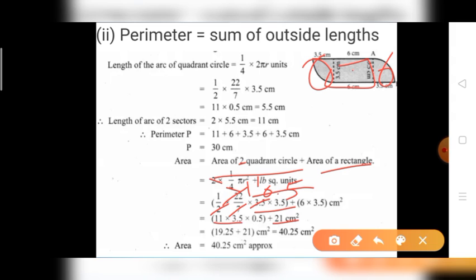Multiplying gives 19.25 plus 21, and adding them all, the answer is 40.25 centimeter square. Therefore the area value is approximately 40.25 centimeter square.